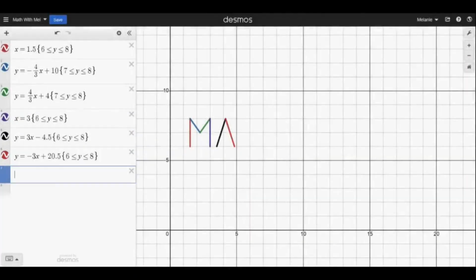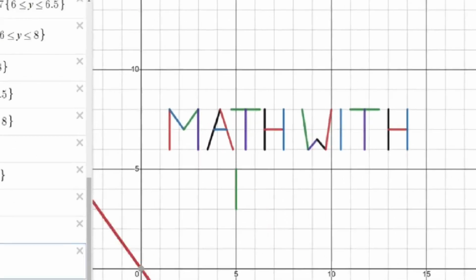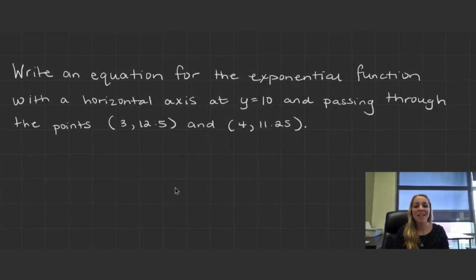Hi everyone! Today I'm going to be teaching you how to find the equation of an exponential through 2 points with a horizontal asymptote other than 0. Write an equation for the exponential function with a horizontal asymptote at y equals 10 and passing through the points (3, 12.5) and (4, 11.25).